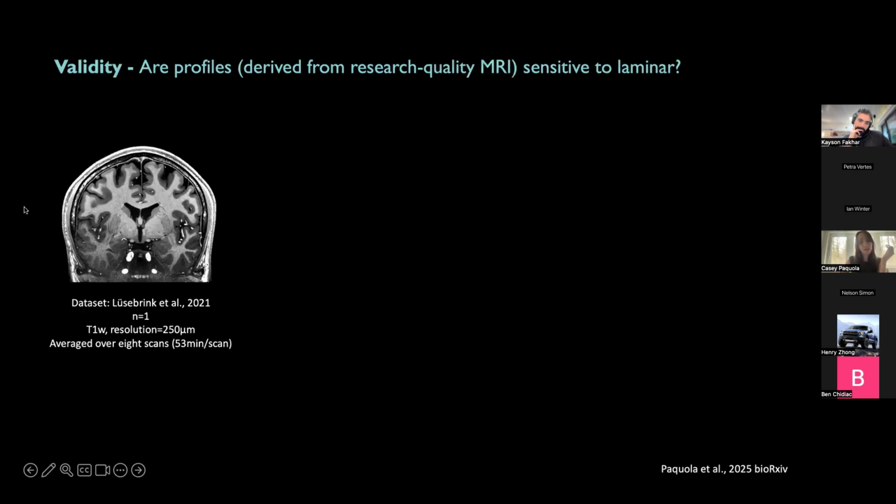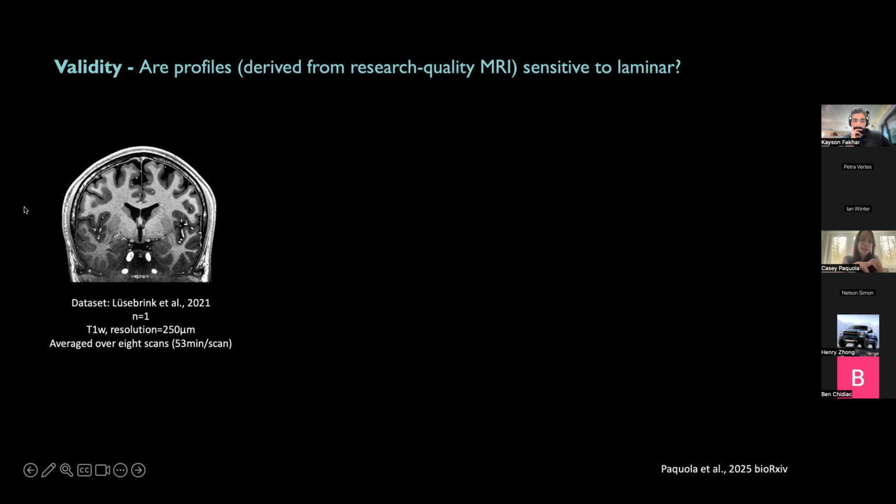So we can clearly extract these profiles, we can analyze them in ways, but we wanted to test, like, is this really sensitive to a lamina itself, actually? Like, what's the validity of this? So we tested with this really amazing data set where they scanned one individual 53 minutes for each scan. And it was performed eight scans, 53 minutes each. Apparently, he is really good at not moving in the scanner as well.